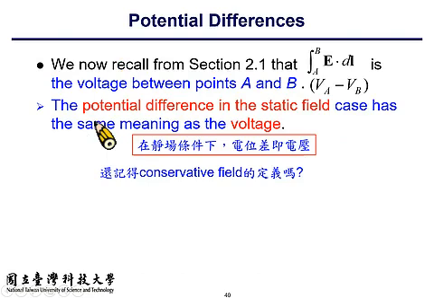And we already did something like that in section 2.1 as we discussed the integral form of Maxwell equation. So you can identify that the line integral of electrical field intensity from point A to point B is actually the voltage difference between point A and point B. So the potential difference in the static field case has the same meaning as the voltage.